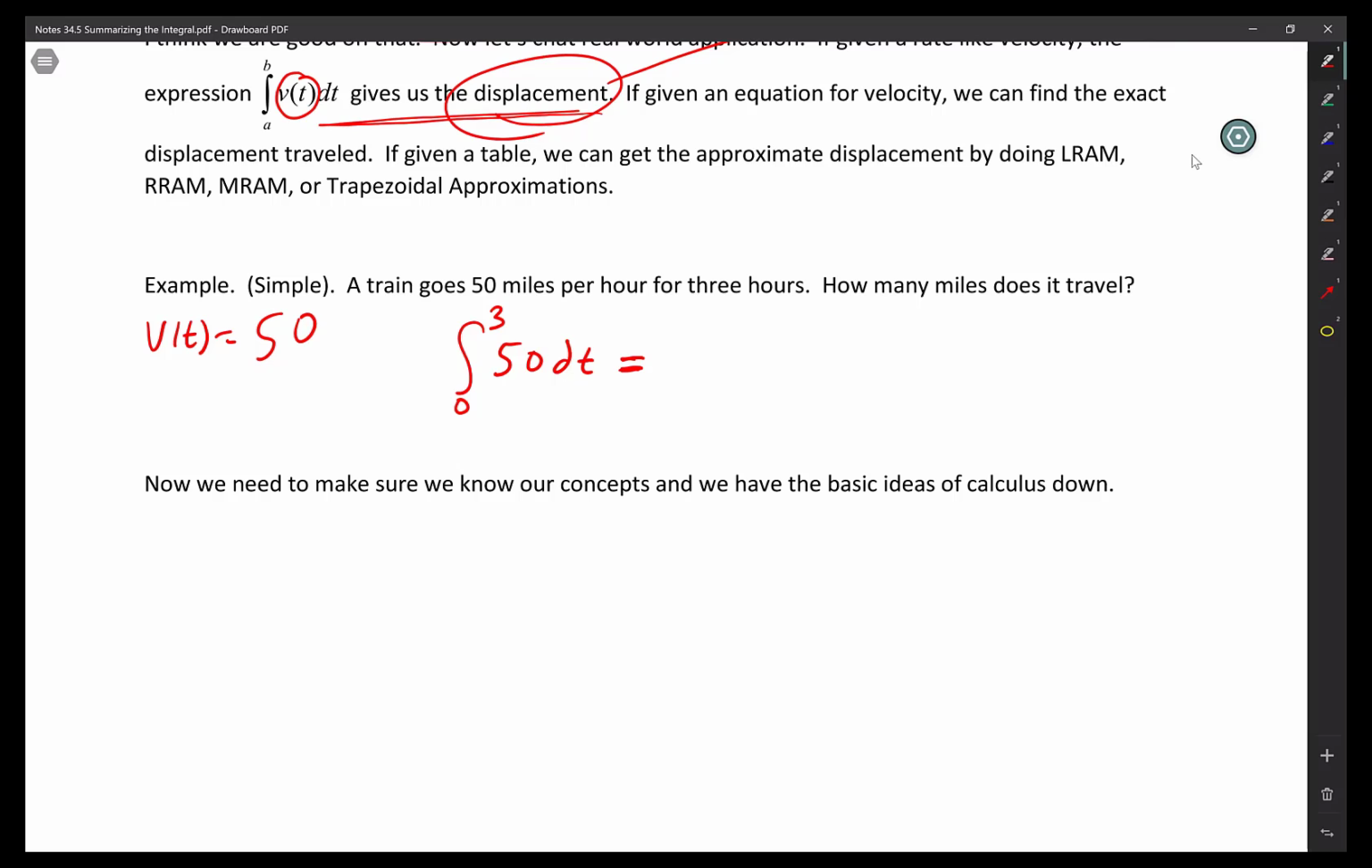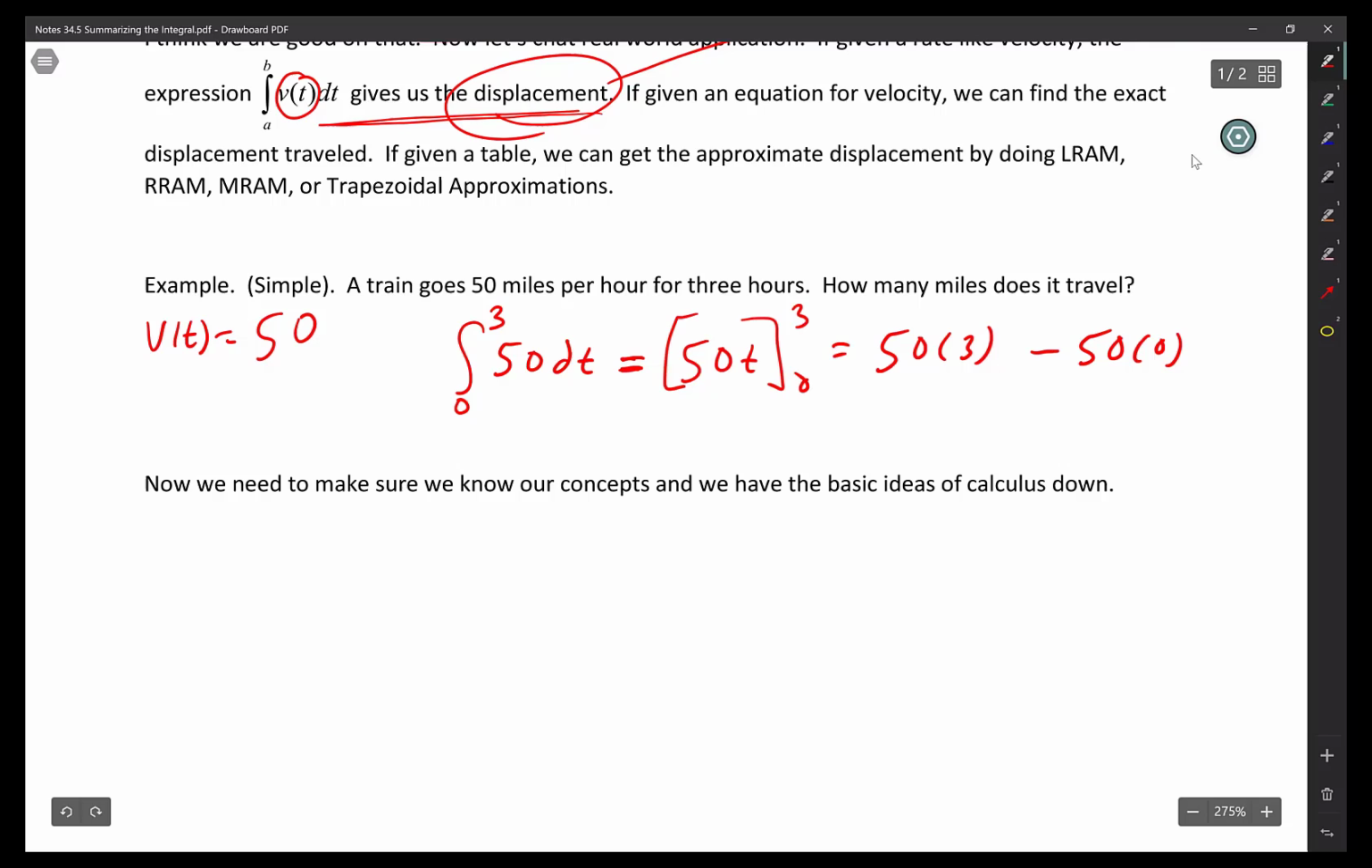Anyways, antiderivative of 50 is 50t, evaluate it from 0 to 3. FTOC, fundamental theorem of calculus. 50 times 3, upper minus lower, 50 times 0. I'm not insulting your intelligence, guys. I know you know anything times 0 is 0. You're probably saying, why do you even bother? I want to show you the steps. 150, put units, miles. I have traveled 150 miles in 3 hours. Does that make sense, guys?